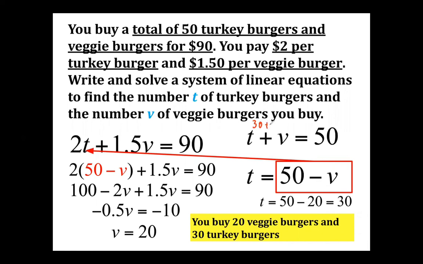T equals 30 plus v, which equals 20. And that does indeed equal 50, so that checks out. Do the exact same for the other equation if you'd like.